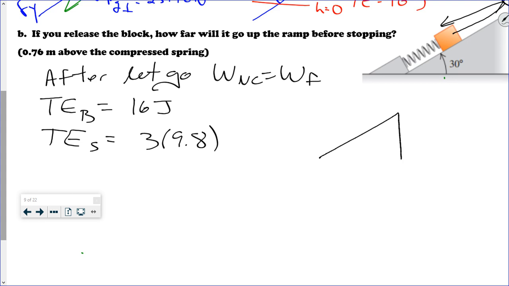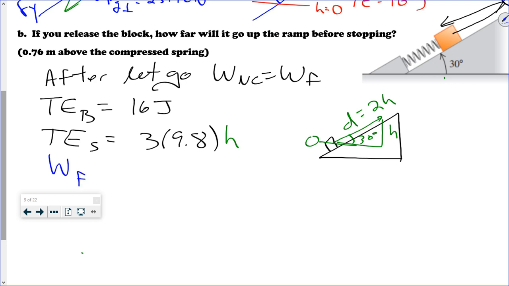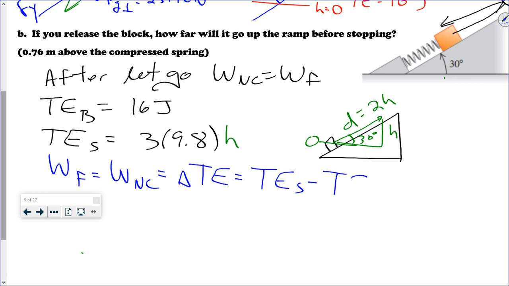So let's think here. Here's our block at the bottom, right? So it's going to go some distance up the ramp, d, before it stops. And in doing that, the height is going to go from 0 up to some height, h, right? Oh, and remember, this is a 30-degree triangle, right? So this is just 2h. Okay, so let's use h as our variable. So that's the only type of energy I'm going to have when I get to my highest point, is just GPE, right? And I know that the work done by friction is equal to the work done by non-conservative forces. That's the same as my change in total energy. That's the same as TE final, which is the total energy when it stops, minus the total energy when it began at the bottom.